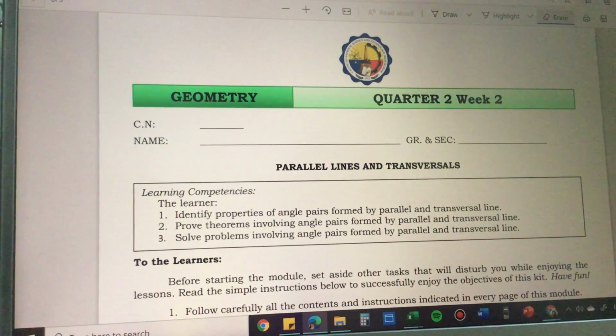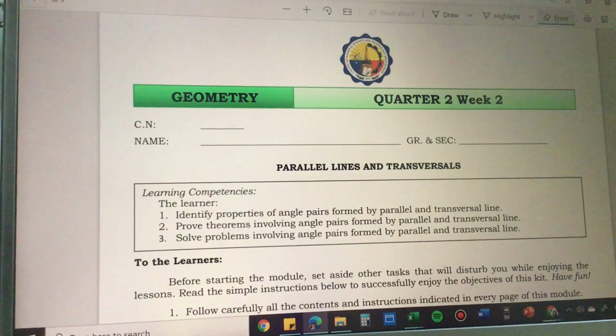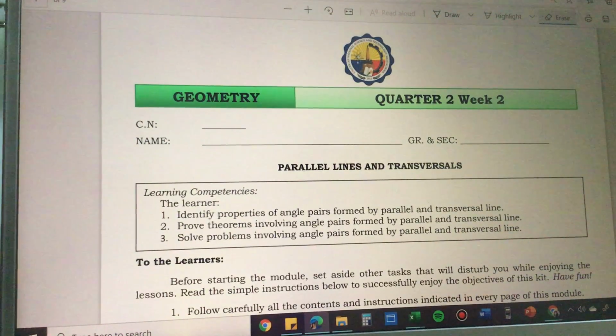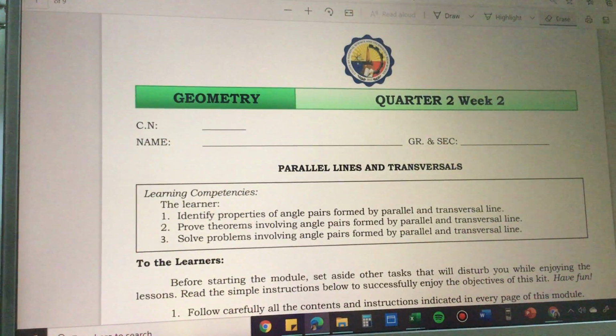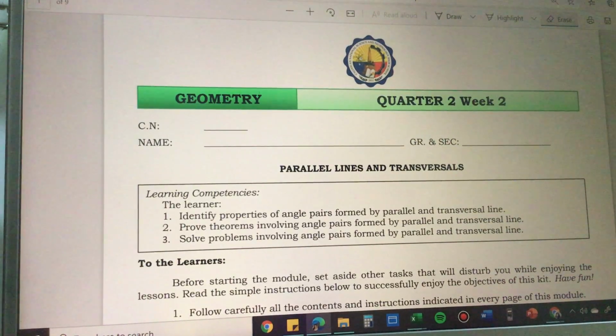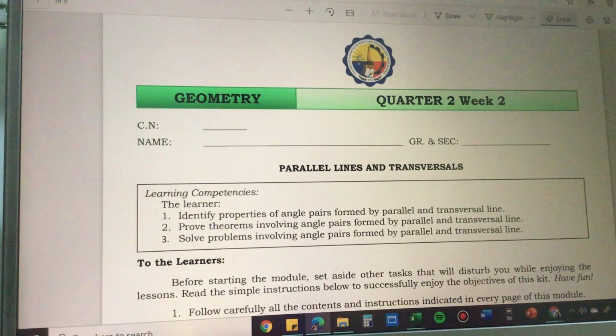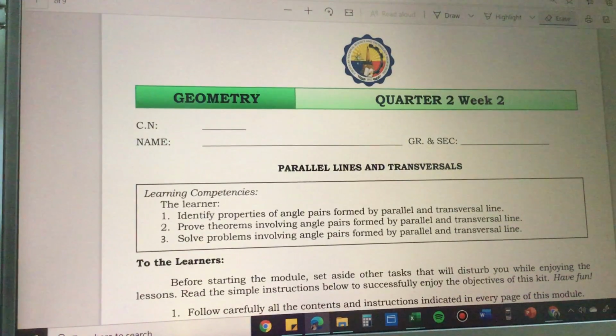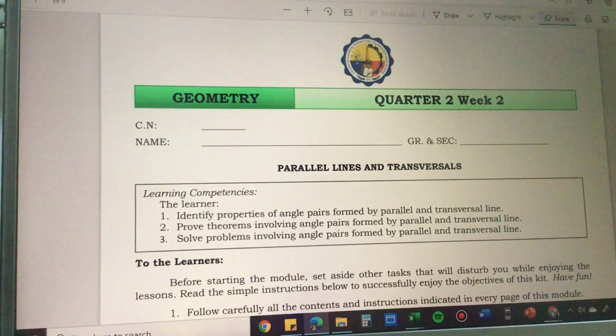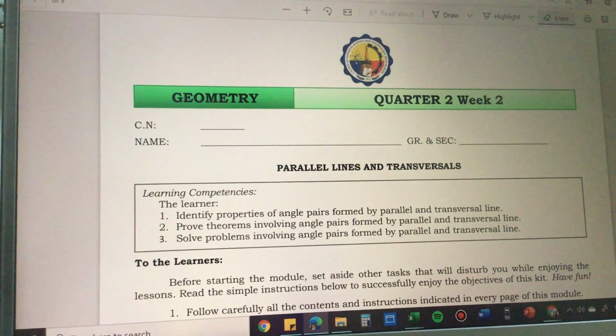Hi class, so this will be the first video for quarter 2 week 2 lesson which covers parallel lines and transversals. These concepts, parallel lines and transversal lines, are not new to you because these were introduced last week, no? So you were able to differentiate these types of lines.